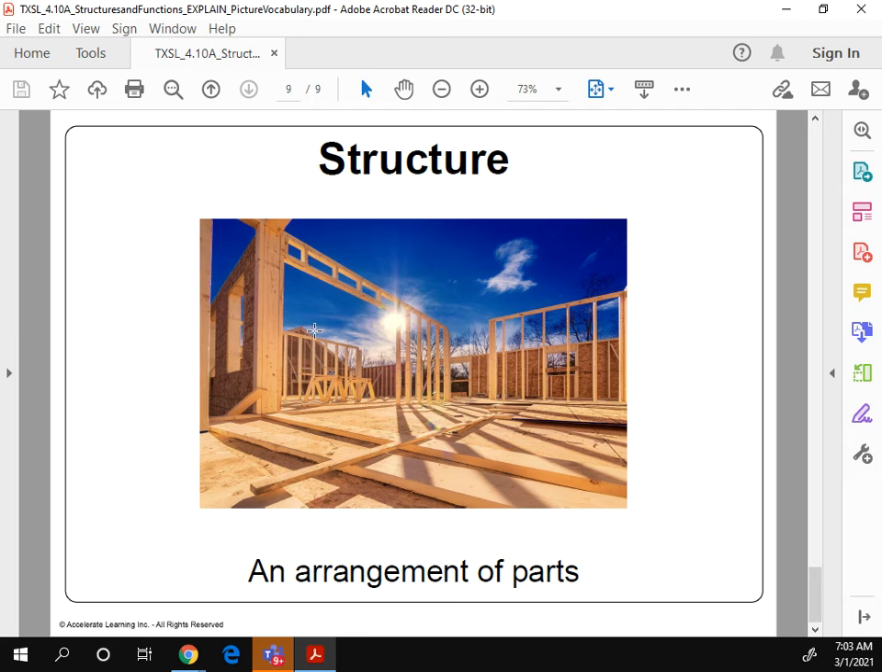Structure is an arrangement of parts. So we can see based off of this picture is an arrangement of something that they're building to make either a house, whatever it may be, but it's the building block for it. So that's your structure. You can have internal or external structures.